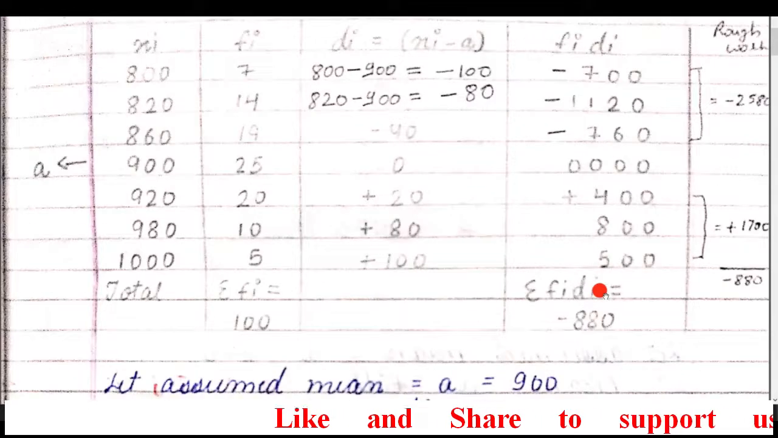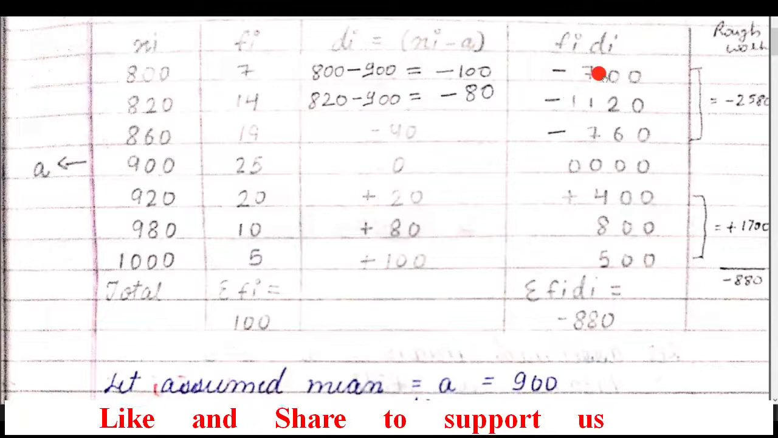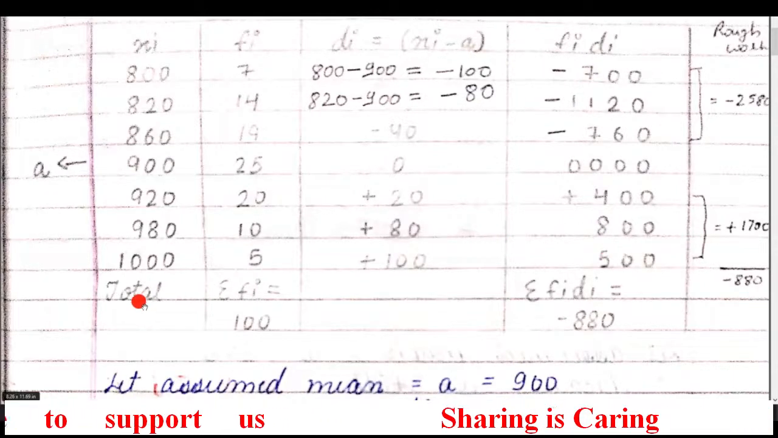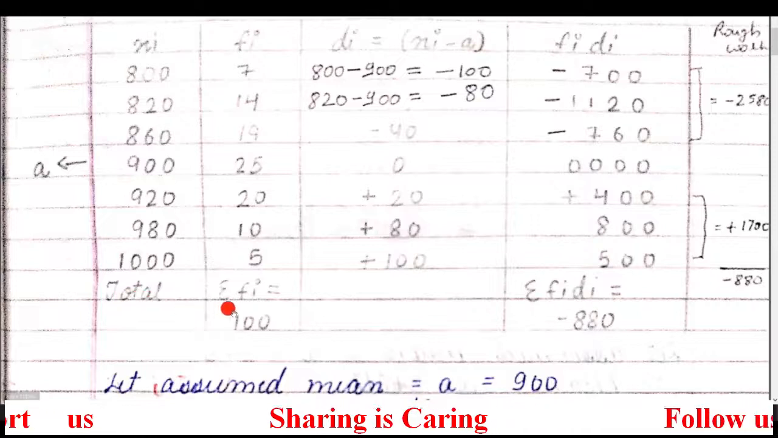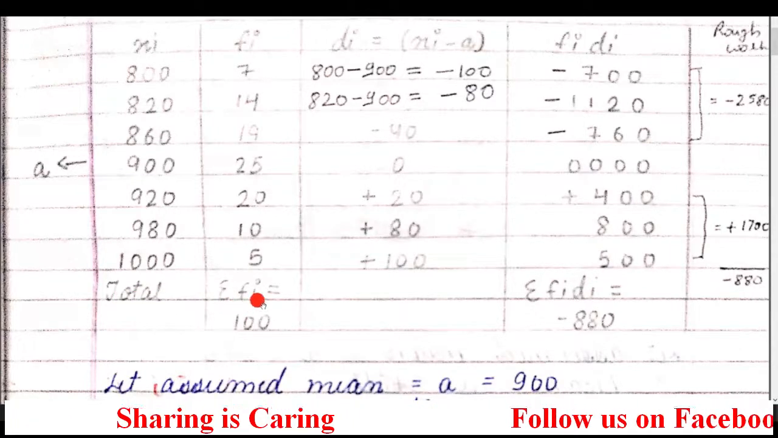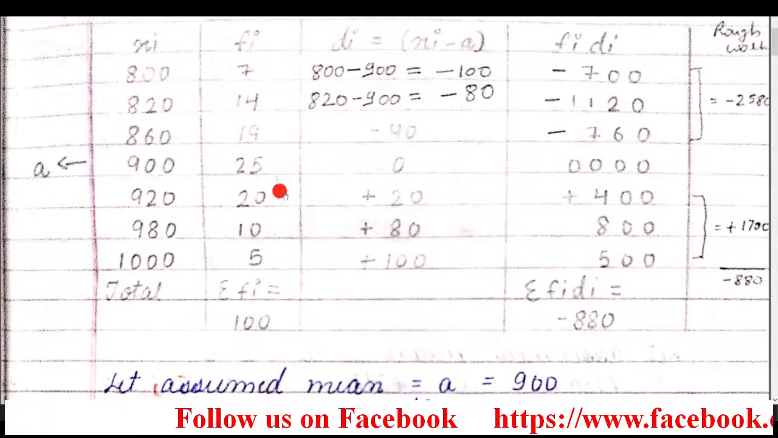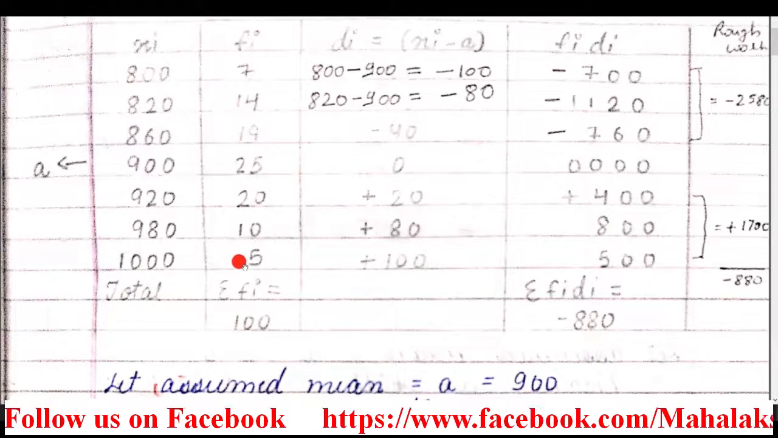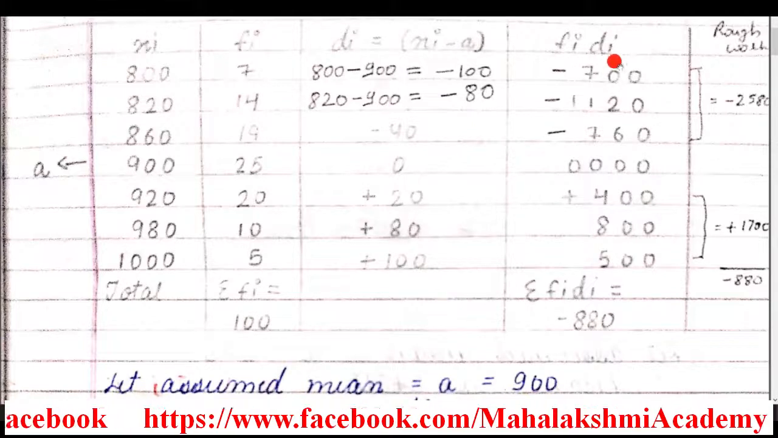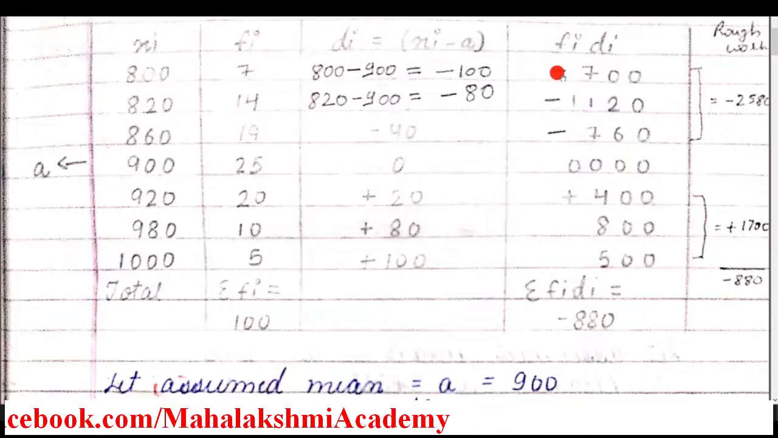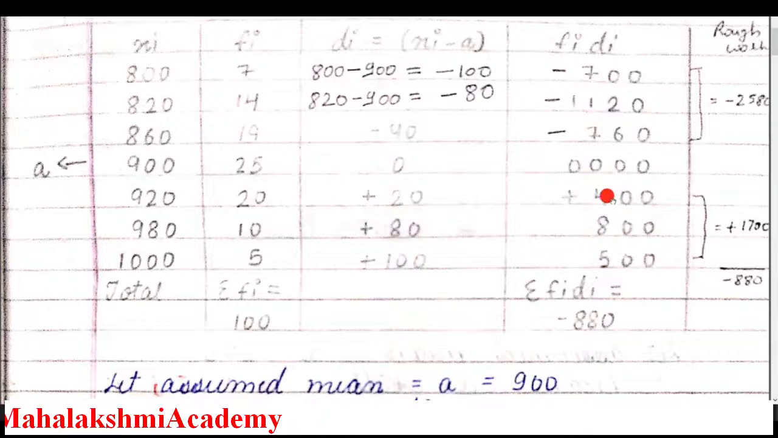After entering here, you have to process it. So when you solve it, just see the last row of the table. The last row of the table is of total. We need the total of sigma fi and sigma fi di. So we will add all the frequencies. That will give you the answer 100. And when you add the fi di, you should add all the negative terms together and then all the positive terms together.